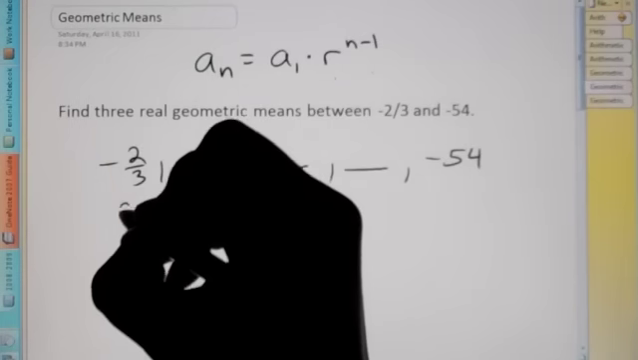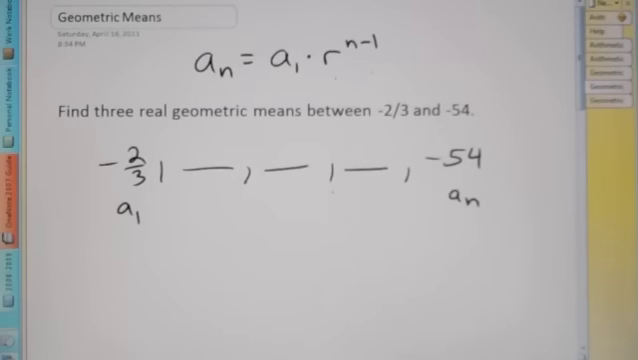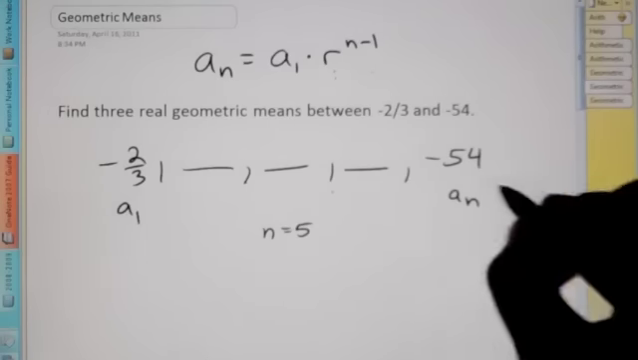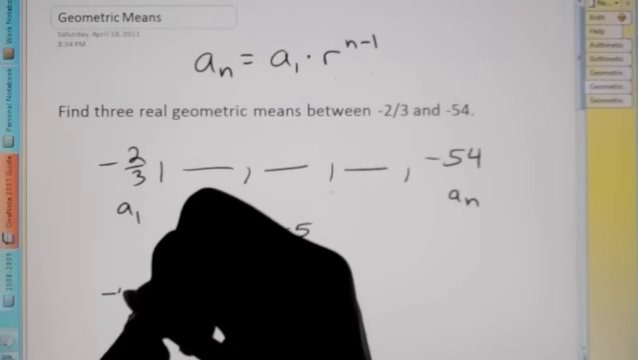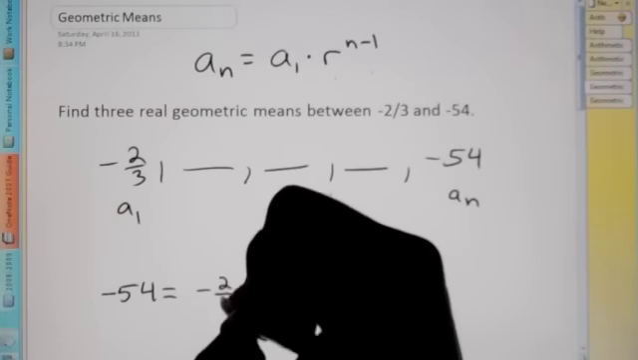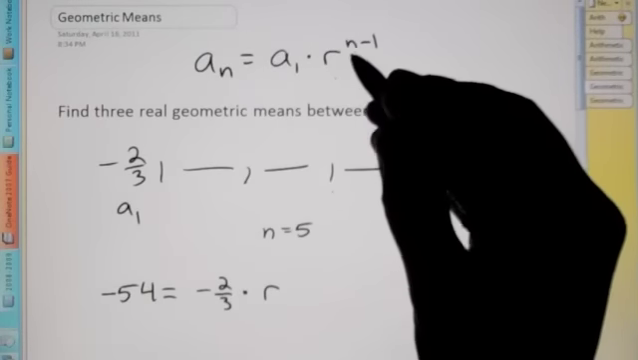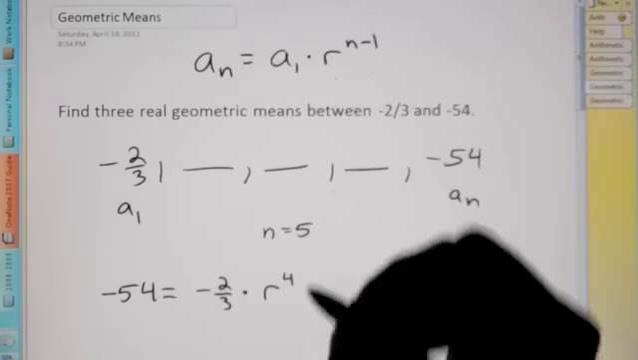Well, we know this is our first term, this is our last term, and there are 1, 2, 3, 4, 5 terms. So we're just going to plug straight into our formula in order to find what our ratio is. Negative 54 is equal to our first term, negative 2/3, times r to the n minus 1. 5 minus 1 is 4.